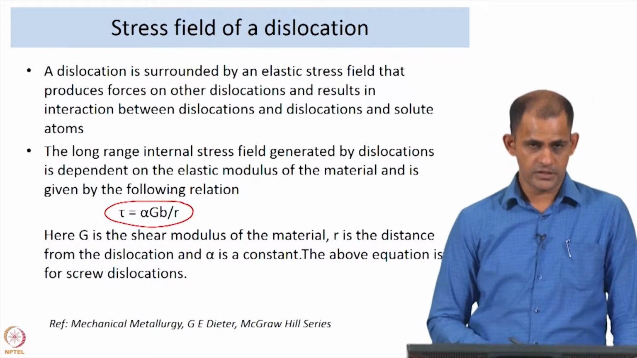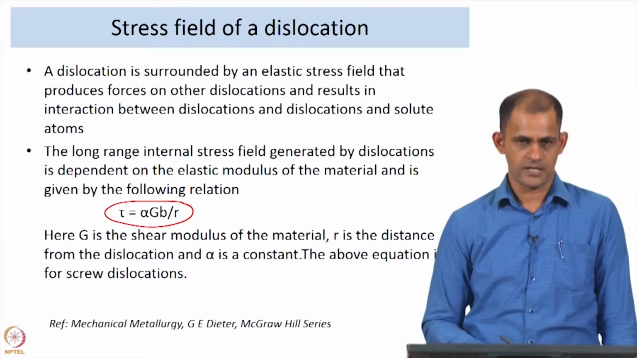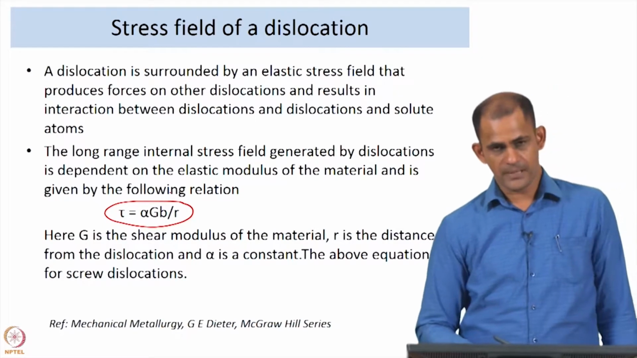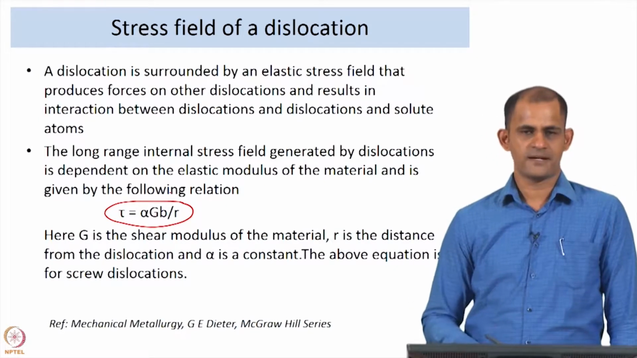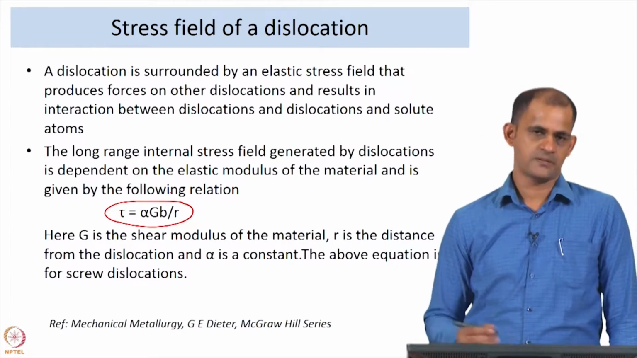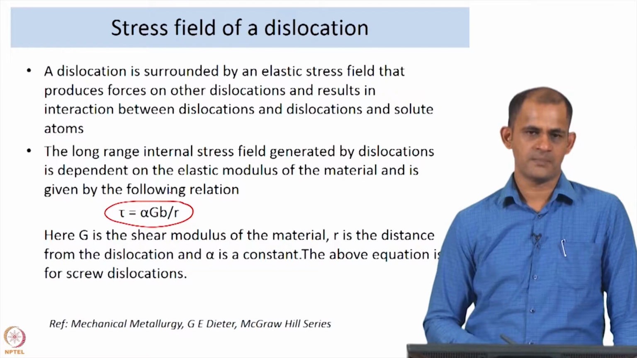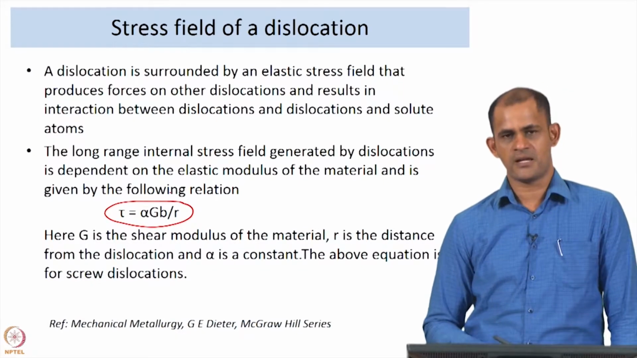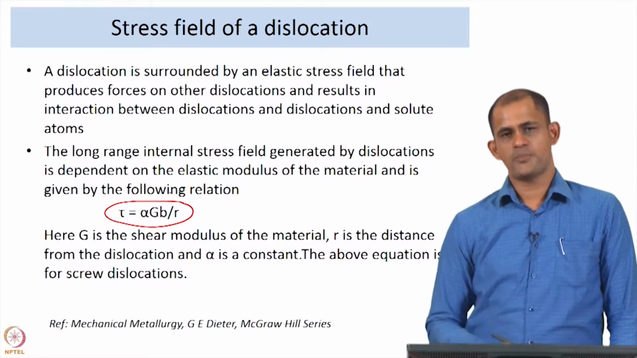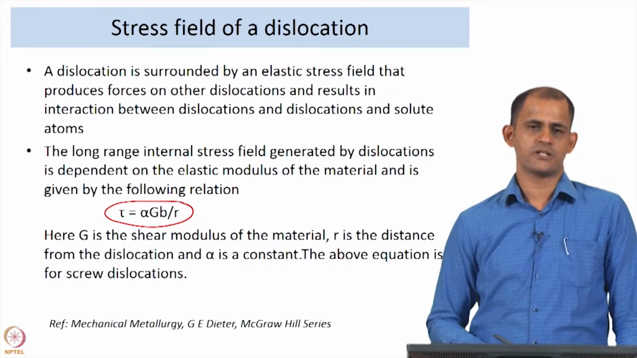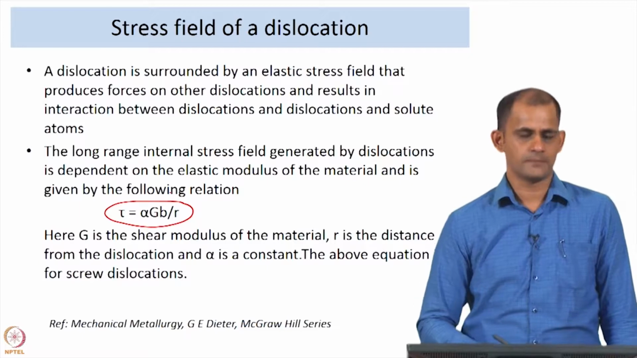Here G is the shear modulus of the material, R is the distance from the dislocation, and alpha is a constant. This equation is applicable for screw dislocations. The equation for an edge dislocation is a little more complicated. I am not covering it here, but for the sake of interest the audience can refer to Mechanical Metallurgy by George E. Dieter, where he has discussed in more detail the stress field around an edge dislocation. But the important point here is that whether it is a screw dislocation or an edge dislocation, the stress field is dependent on the shear modulus of the material.